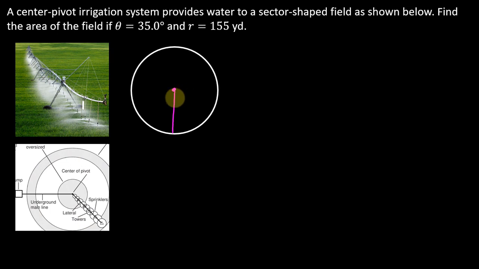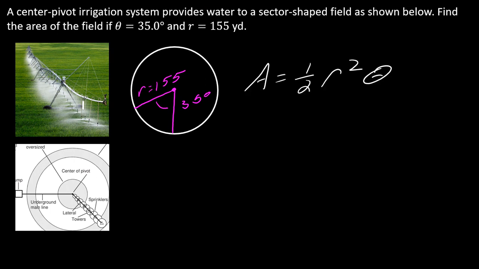So we start here, and then we go this way, and we create a 35-degree angle. The radius is 155, and the theta in this case is 35 degrees. This sounds fancy, but really we have all the information that we need to plug into the formula. So I've got my theta, unfortunately it's in degrees, so we're going to have to convert this to radians, and then my radius is 155.